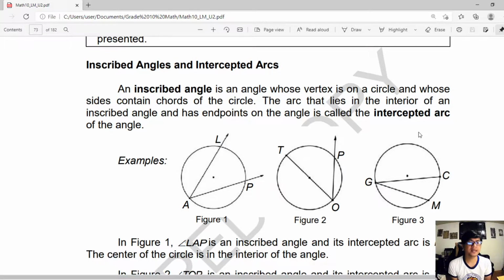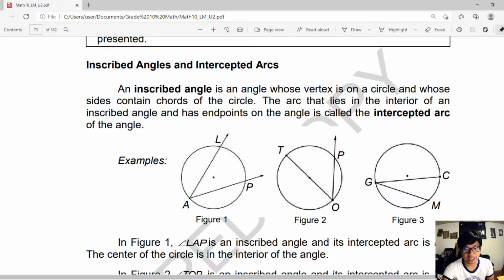Hello everyone! Sa video na to, pag-uusapan natin ang inscribed angles and intercepted arcs. Tapos na po tayo sa central angle, and now, ang pag-uusapan natin ay tungkol sa inscribed angle. Ano ba ang inscribed angle? An inscribed angle is an angle whose vertex is on a circle and whose sides contain chords of the circle.